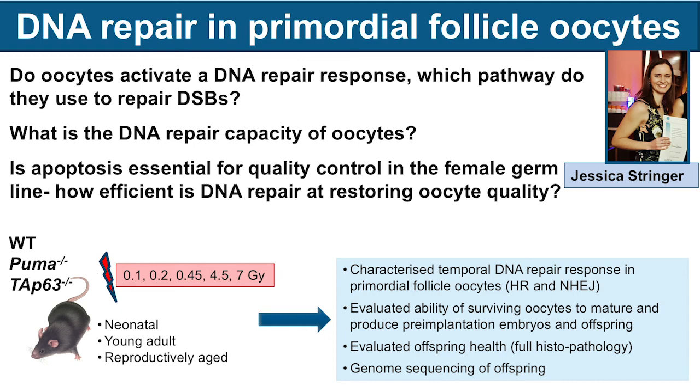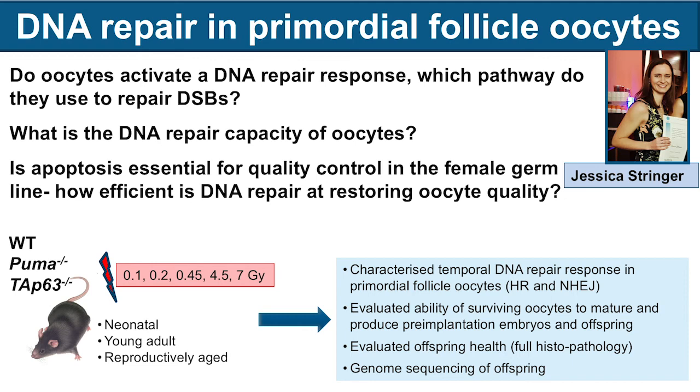So she's been using a range of mice. She's been using neonatal mice, young adult mice, and reproductively aged mice. And that's because we think there might be a change in the ability to repair DNA across the lifespan, with potentially reproductively aged females being less able to repair their DNA damage. And she's used an irradiation model for the study, not a chemotherapy model, starting with a very low dose of 0.1 gray through to a 7 gray dose.